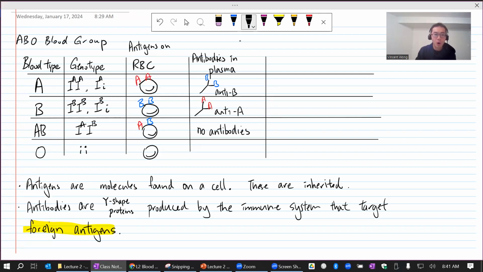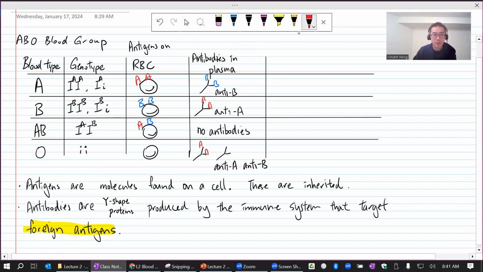Okay, what about O? What kind of antibodies will a person with type O blood make? Anti-A and anti-B both. That's right. Are the rest of you with me? The rest of the class? Okay, thank you. Please ask if you don't understand this. I'm trying to go as slow as I can.